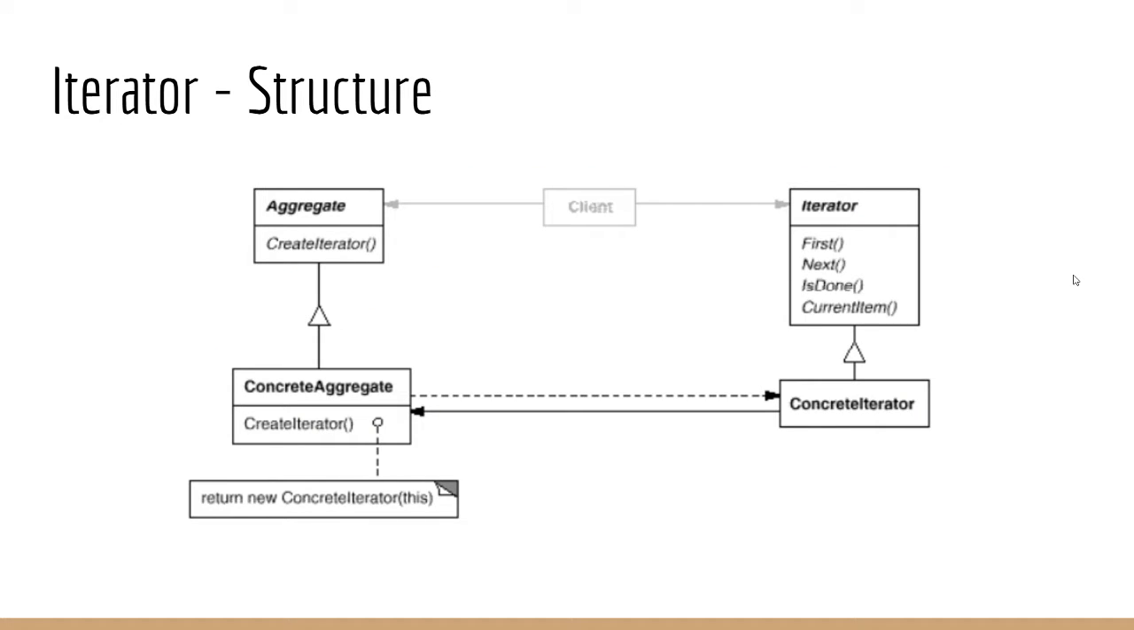This is the structure of the iterator design pattern. As you can see, you have an iterator that has methods for first, next, is done, and current item. You also have an aggregate that creates the iterator, and the client references the aggregate and the iterator. You have the concrete aggregate that implements the aggregate interface, and you have the concrete iterator that implements the iterator interface.